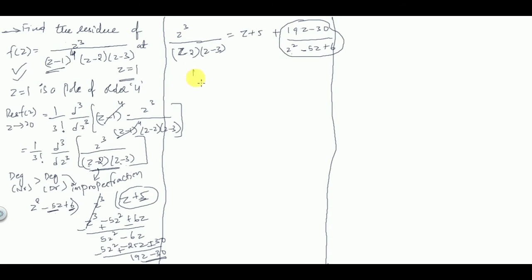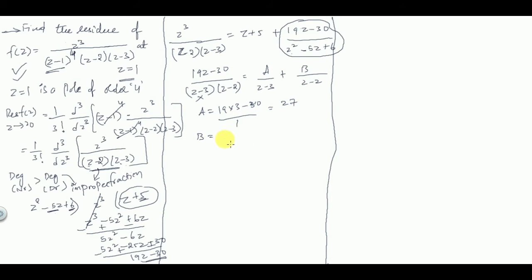So I am taking 19z minus 30 divided by z minus 3 into z minus 2, which is a by z minus 3 plus b by z minus 2. a is obtained by just substituting z equal to 3 without taking this term. So 19 into 3 minus 30 divided by 3 minus 2, which is 1. This is 57 minus 30, which is equal to 27.